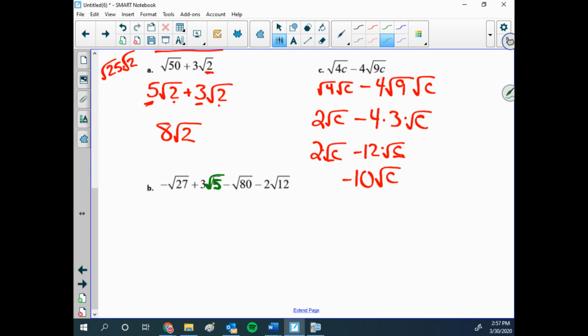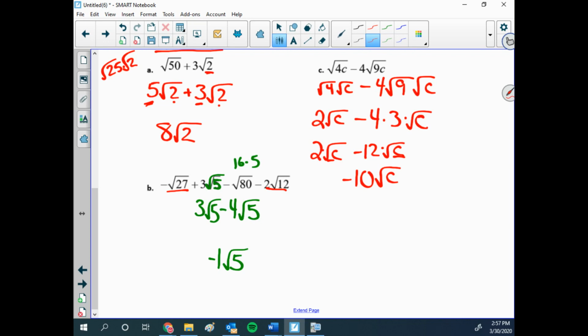But 80 could be divisible by 16. So 16 times 5 is actually equal to 80. And so that would become minus 4 root 5. Okay, so those terms could be simplified to give me 3 minus 4 is a negative 1 root 5. Whether you put that negative 1 out front or not, it's up to you. But then I got to look at these other two terms here. I have this one, and maybe they can be combined, maybe they can't.